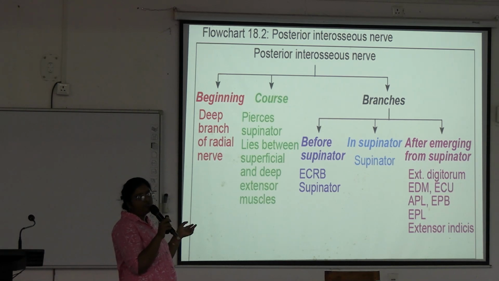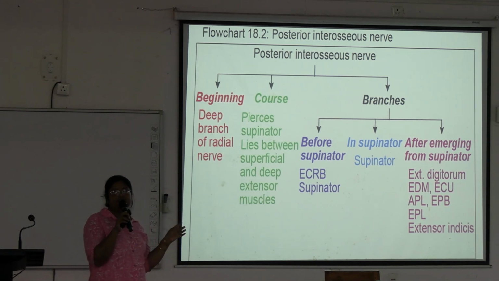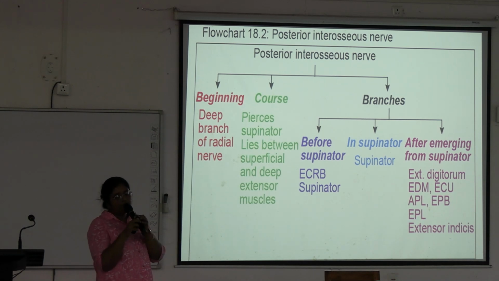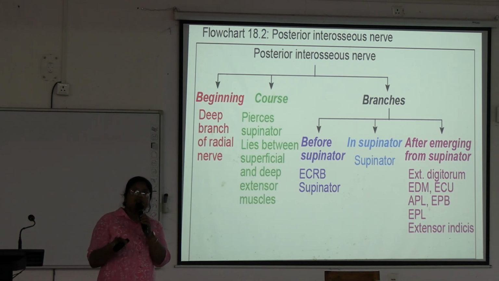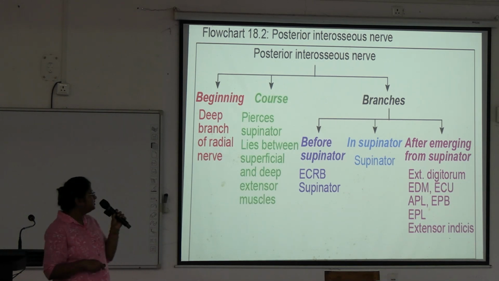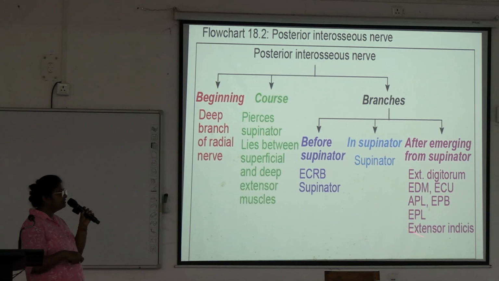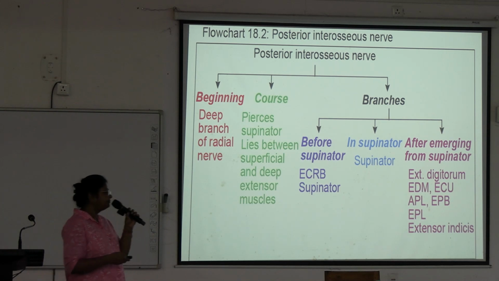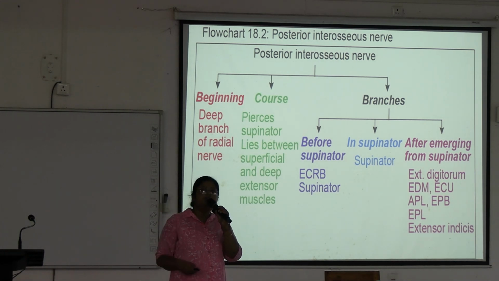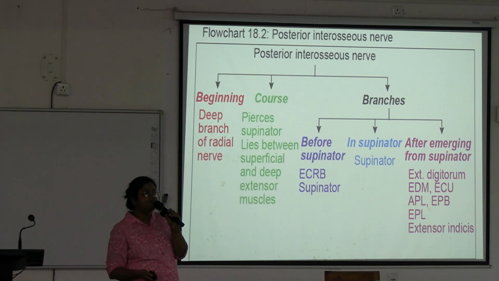And in case of injury to this posterior interosseous nerve, there will be wrist drop, because there will be loss of extension of the wrist joint. Extension of the wrist joint is caused by these extensor muscles of the forearm. So there will be wrist drop in injury to the posterior interosseous nerve.